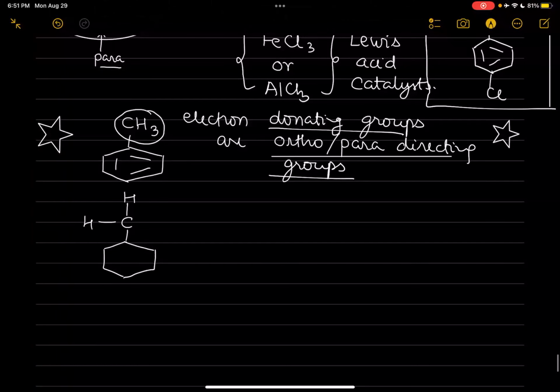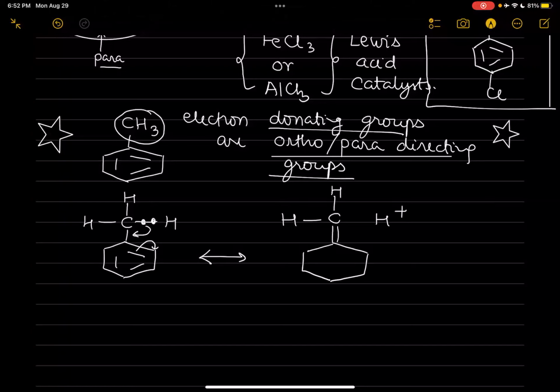But if you need a deeper understanding, what actually happens is the CH3 electron density gets pushed into the benzene ring, and it makes the ortho and para positions more electron rich. This is more detail, but you don't have to do this, because if you start doing this, you will not be able to write your actual answer, because this is a lengthy process.